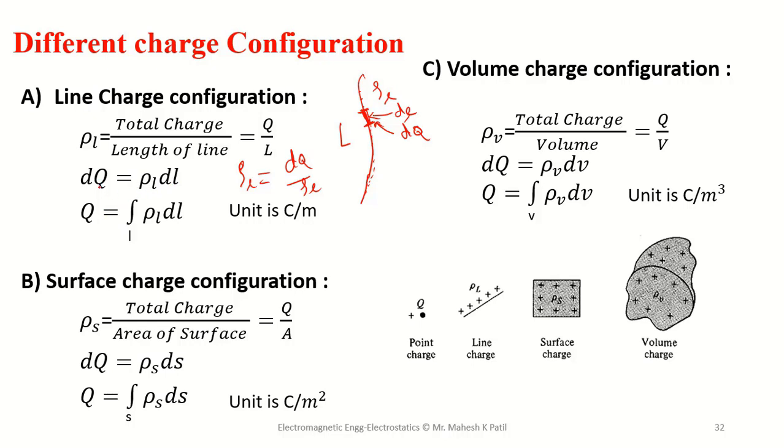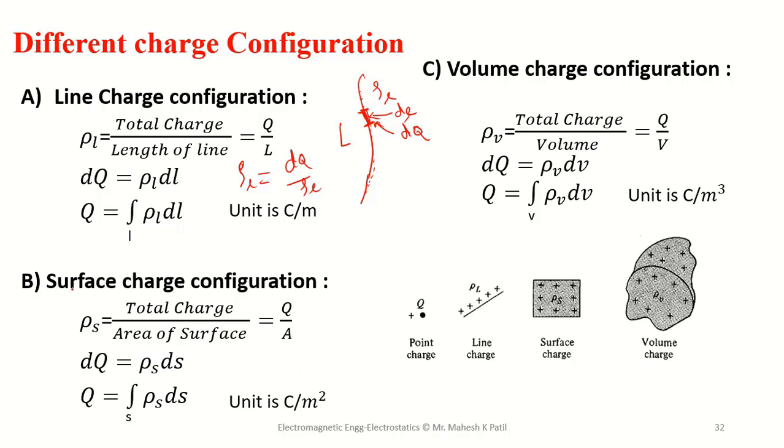So if you want to consider the total charge Q, it will be the integration of dq. Therefore we get Q equal to line integration of rho l dl. The unit for this line charge density rho l is coulomb per meter. Now we can observe here it is a line integration, meaning it is a single integration.